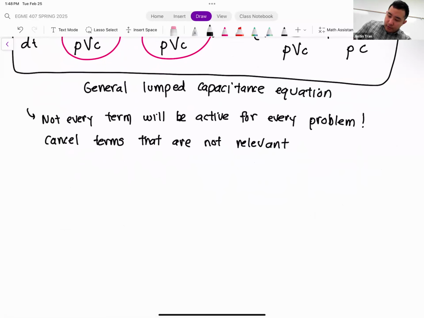Okay, so let's do an example, so you can see this in action. Let's consider a situation where you are preheating a cast iron skillet for you to cook your dinner.